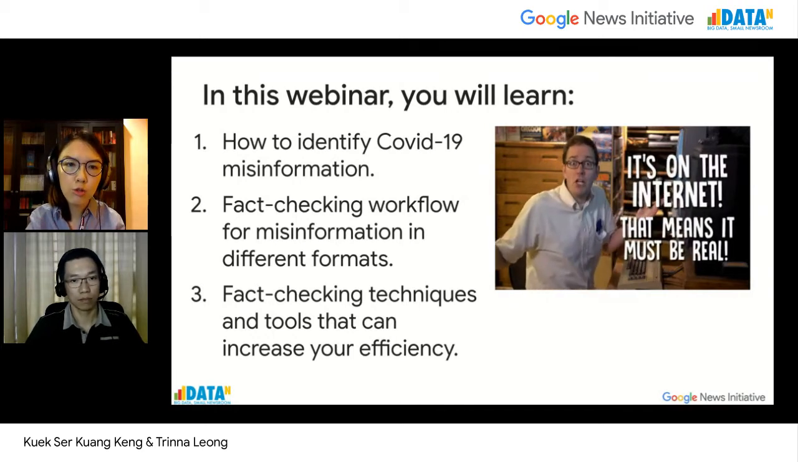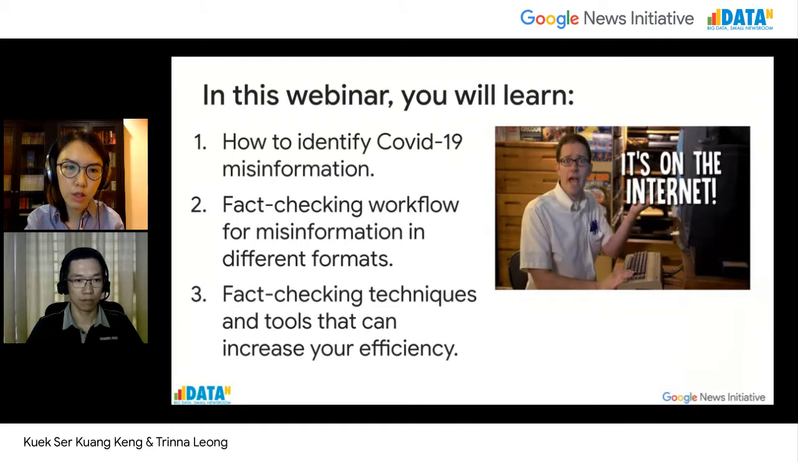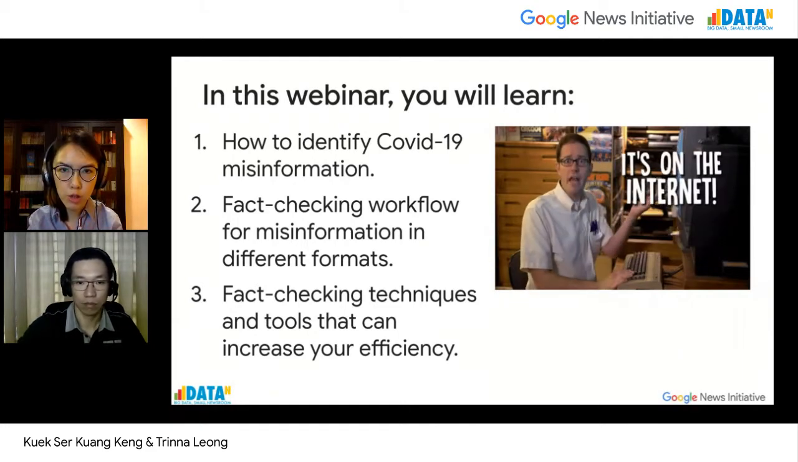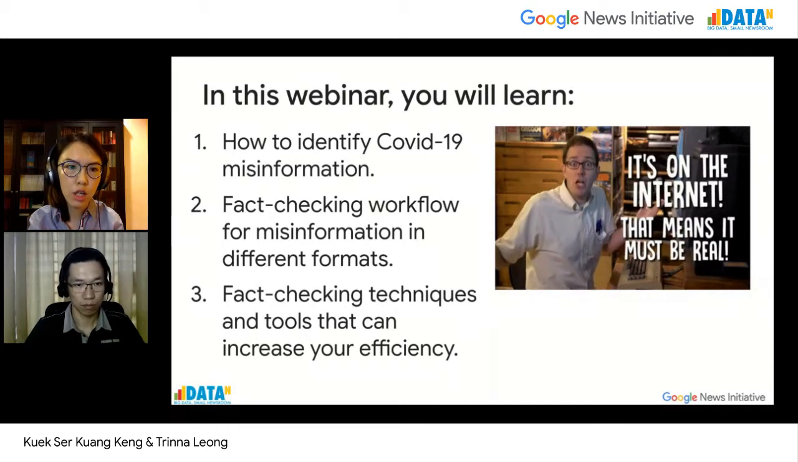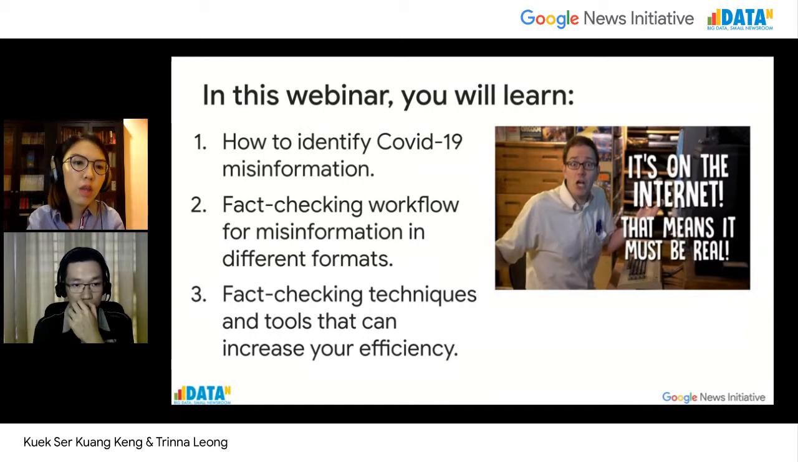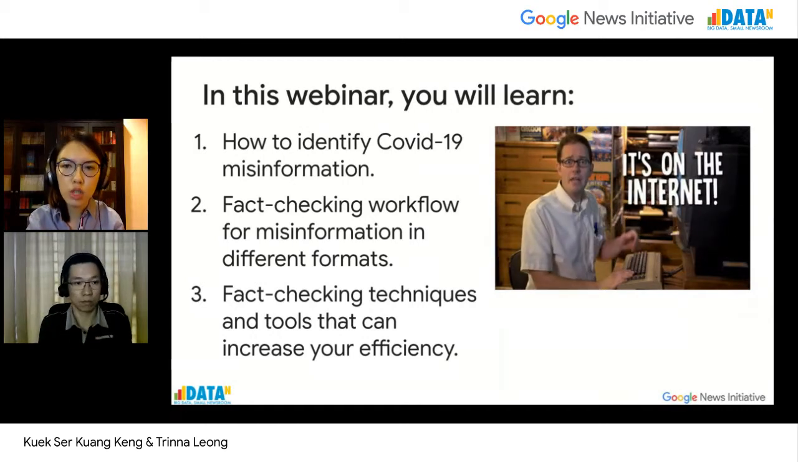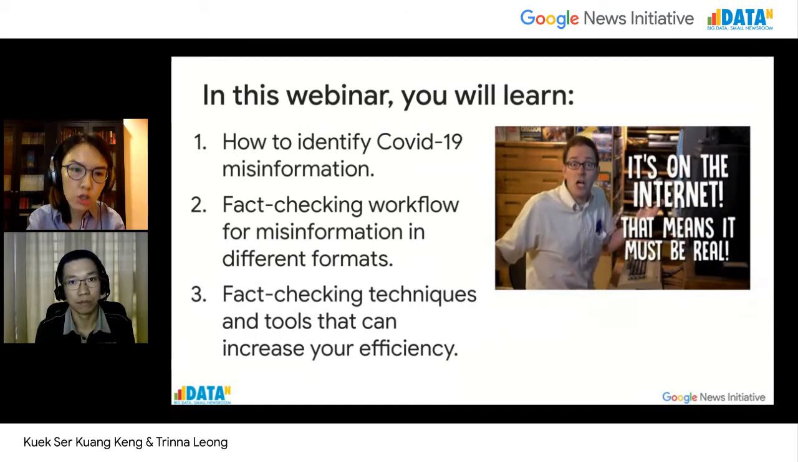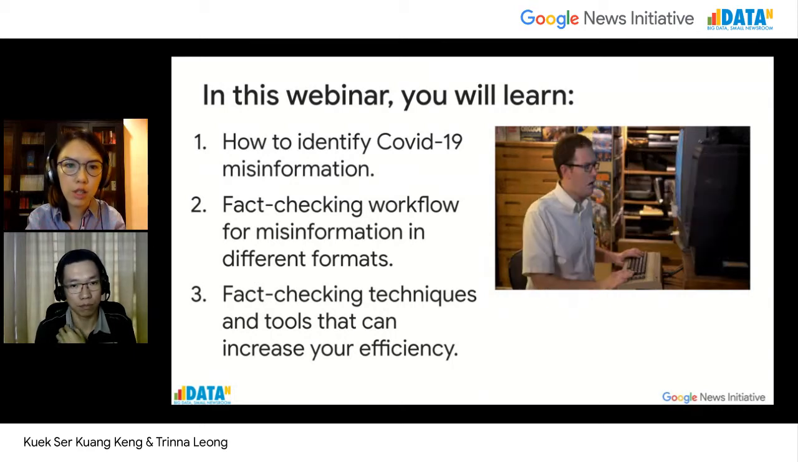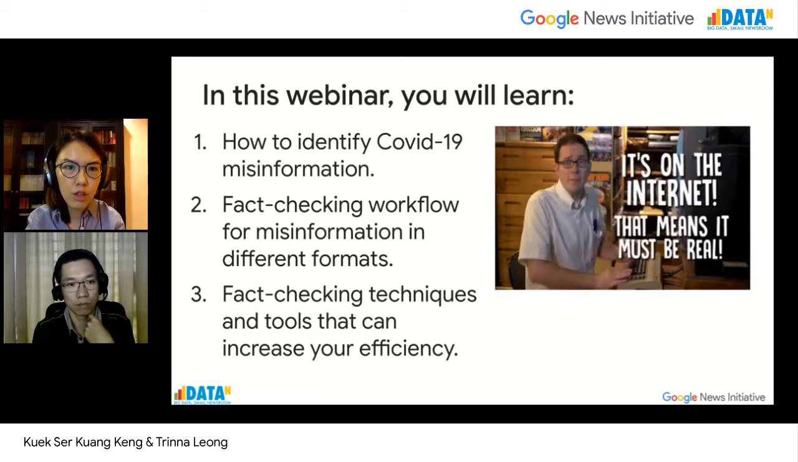Today you will focus on how to identify COVID-19 misinformation. We'll present a workflow that you could emulate when you encounter misinformation. How do you go about fact-checking it? And also the techniques and tools that you can use, all for free, to increase your efficiency and do fact-checking in a very smart and fast manner.